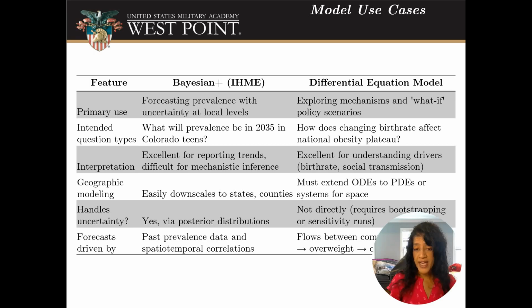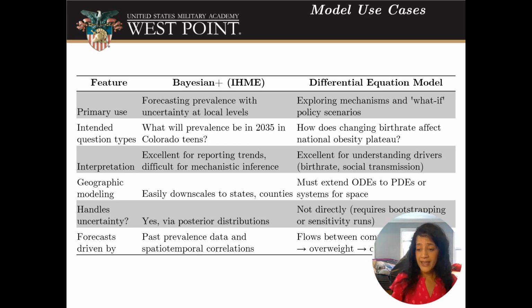In terms of interpretation, the Bayesian model is excellent for reporting trends, but it's more difficult for mechanistic inference. The differential equation model is excellent for understanding drivers, but it's not really made for predicting trends, although it can. The uncertainty piece is, I think, one of the most valuable things you get from the Bayesian model. It handles uncertainties, and they built that in. The differential equation model is a purely deterministic model, and it doesn't really have uncertainty built in.